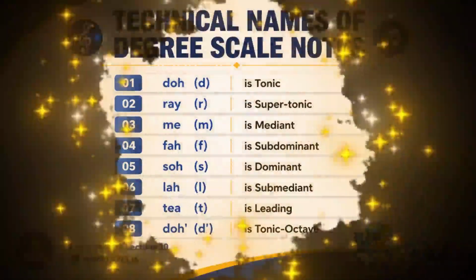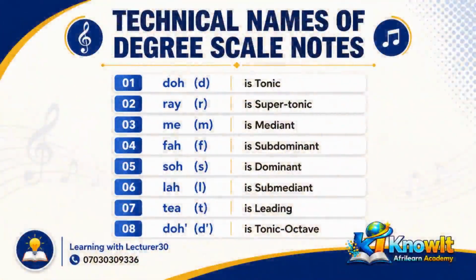So what do you notice? You notice that there are technical names for each degree of the note. Do is tonic, re is supertonic, mi is mediant, fa is subdominant, so is dominant, la is submediant, ti is leading note, and do higher is tonic octave.